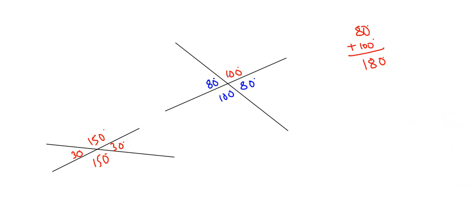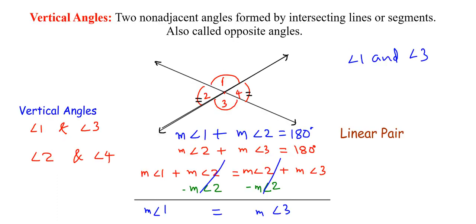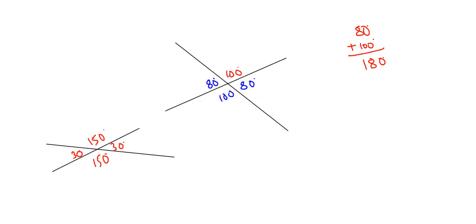That's what you learned in this video. Vertical angles are those two angles which are non-adjacent, right? And they are also called opposite angles, and their measures are same. The measure of angle 1 is equal to the measure of angle 3, and the measure of angle 2 is equal to angle 4. That is also seen here with this example. Like if this is 1, 2, 3, 4, 1 is same as 3, etc.